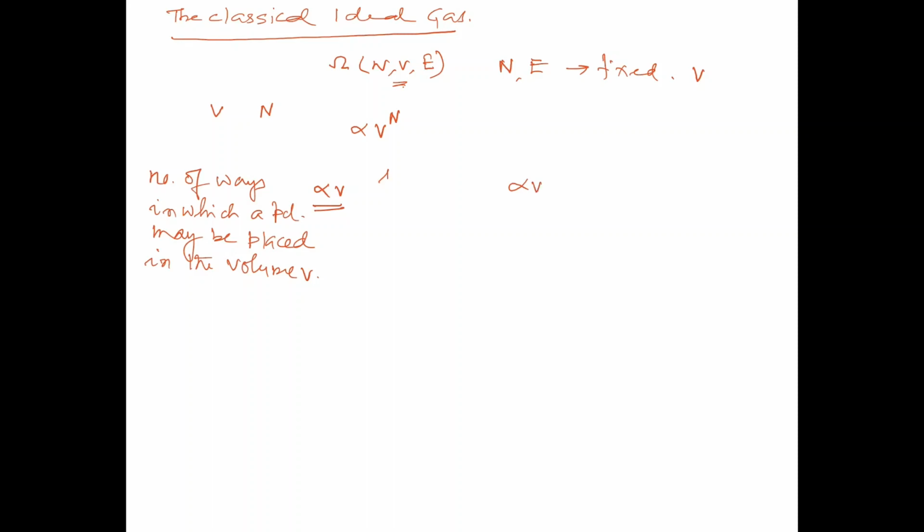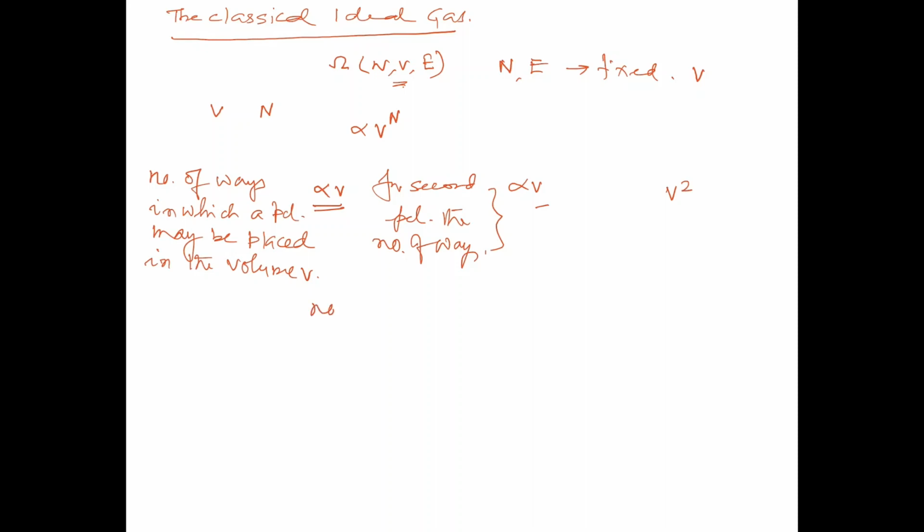So for the second particle, the number of ways will also be proportional to the volume V. So what is the probability, or what is the number of ways in which the two particles can be arranged? That will be V to the power 2.